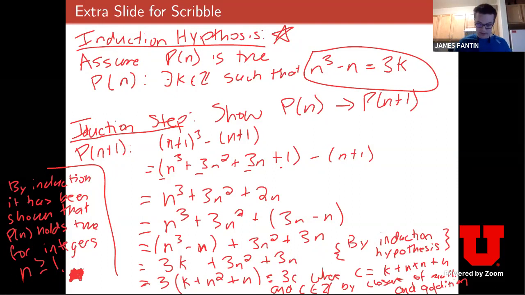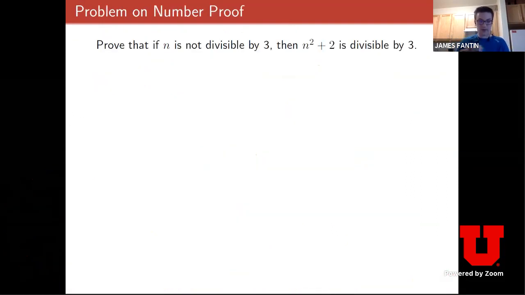So if there's no others, let's go ahead and move on to the next problem. So here we've got another proof problem. We're asked to prove if n is not divisible by 3, then n squared plus 2 is divisible by 3. And we've got about 10 minutes left, so I'm just going to work through this one to make sure we can get through it in the time.